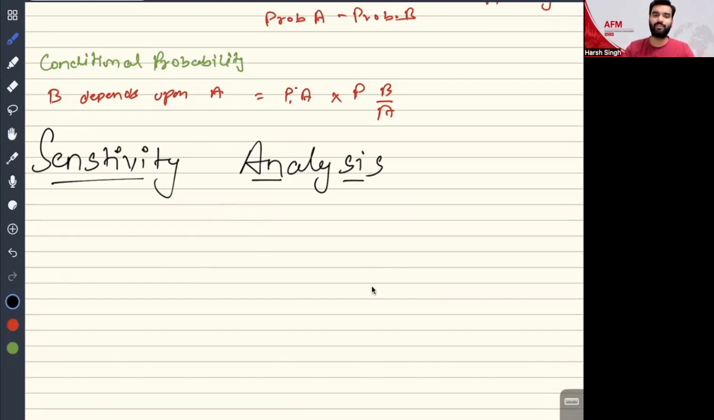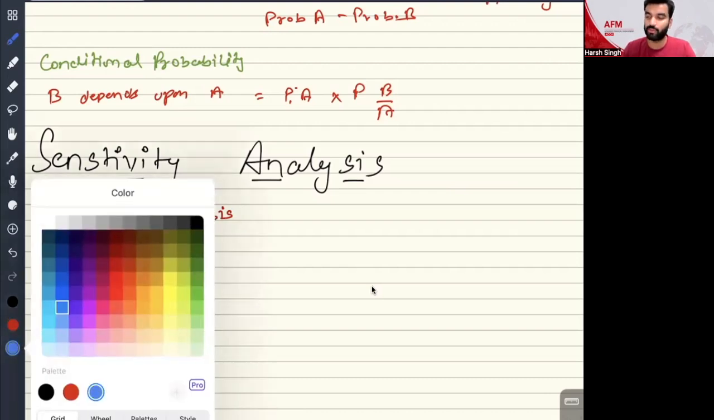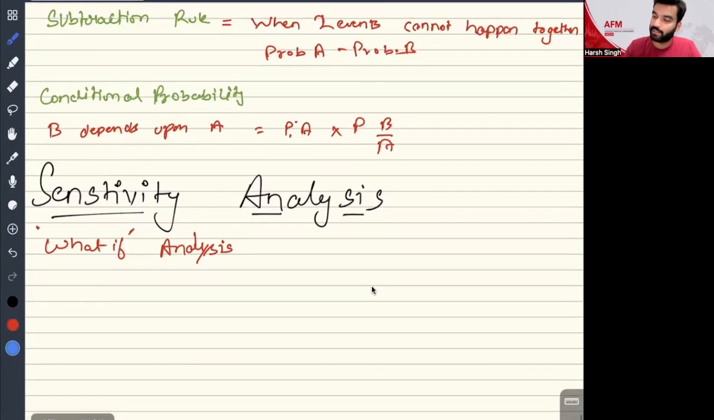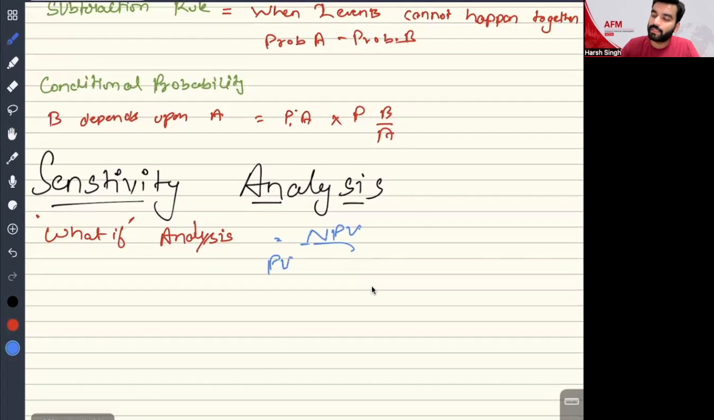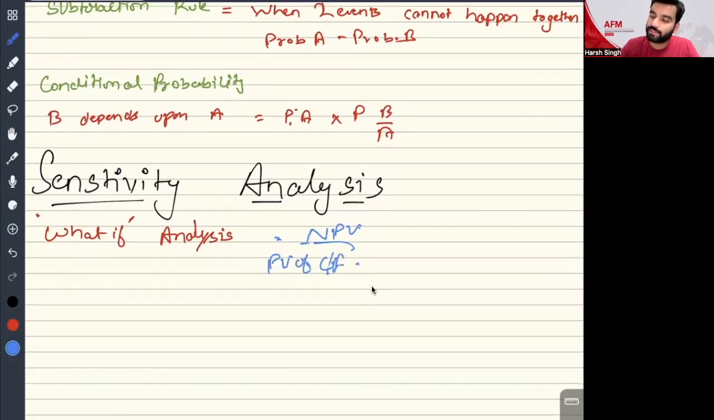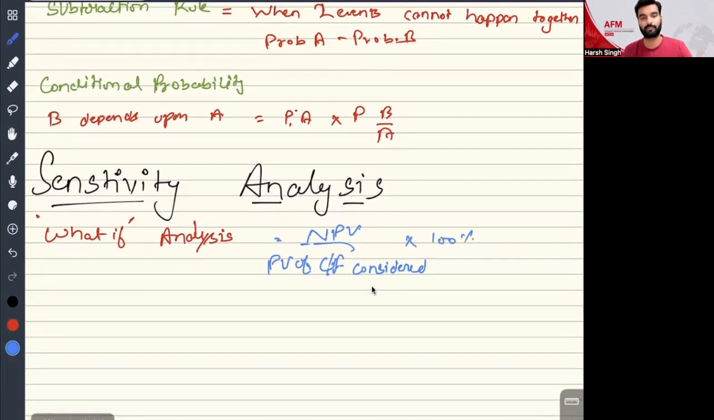Now the formula is very simple over here. Sensitivity analysis is nothing but what-if analysis. It is also called what-if analysis. Okay. Now the formula is pretty simple. We don't have to worry much on the formula side. It is equal to NPV upon present value of cash flow under consideration, multiplied by 100%.